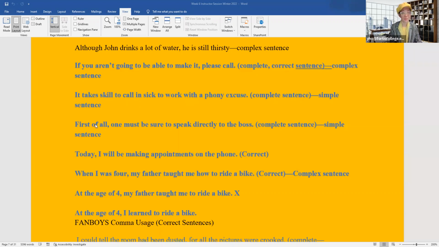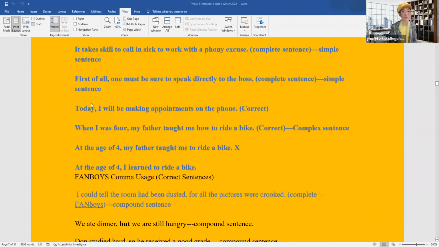Correct sentence: First of all, one must be sure to speak directly to the boss. This is a complete sentence. "First of all" is an introductory phrase, and after an introductory phrase, you always use a comma. Then "one" is the subject, "must be sure to speak" is the helping verb and a verb, and "directly to the boss" is an adverb and prepositional phrase. So subject, verb, prepositional phrase: that's a simple sentence.